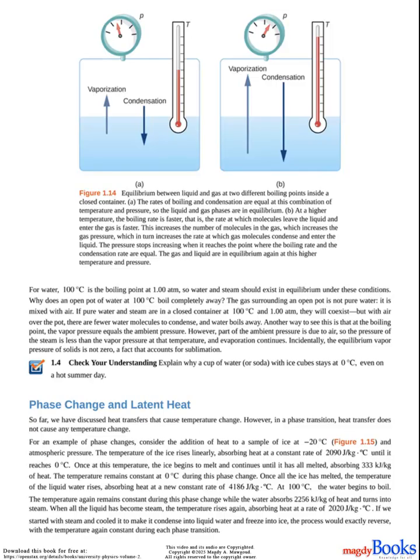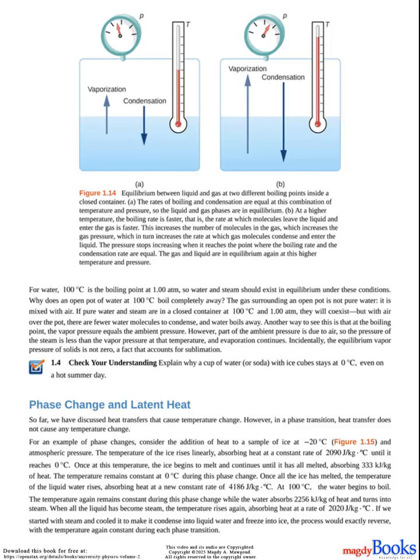For an example of phase changes, consider the addition of heat to a sample of ice at -20 degrees Celsius, figure 1.15, and atmospheric pressure. The temperature of the ice rises linearly, absorbing heat at a constant rate of 2090 joules per kilogram degree Celsius until it reaches 0 degrees Celsius.